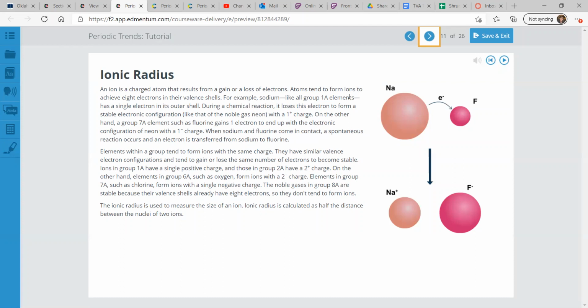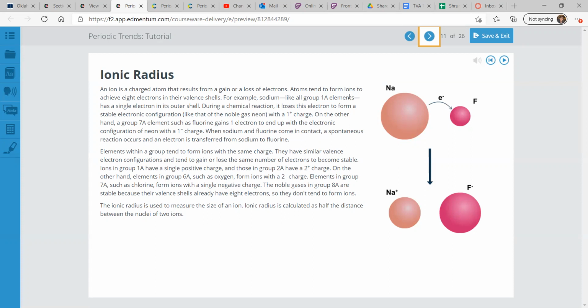Elements within a group tend to form ions with the same charge. They have similar valence electron configurations and tend to gain or lose the same number of electrons to become stable. Ions in group 1A have a single positive charge, and those in group 2A have a +2 charge. On the other hand, elements in group 6A, like oxygen, form ions with a -2 charge. Elements in group 7A, such as chlorine, form ions with a single negative charge.